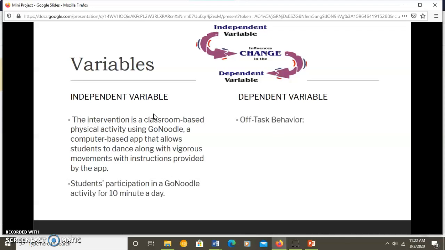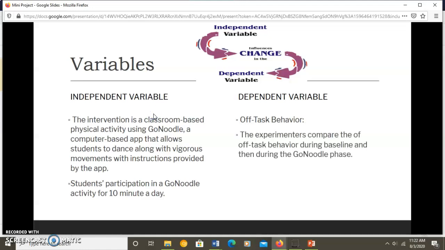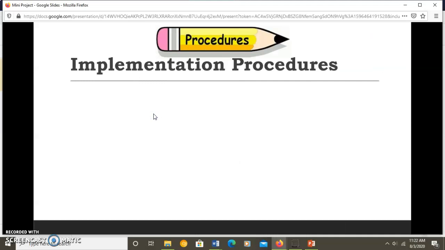The dependent variable, what we want changed, is off-task behavior. So the experimenters are going to compare the off-task behavior during baseline and then to the Go Noodle phase within the intervention classroom. So how are we going to implement this?